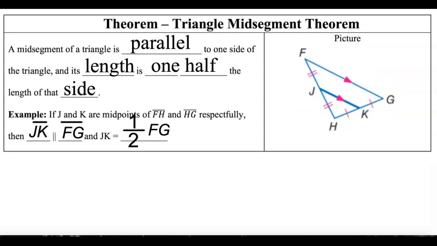So if we know the mid-segment theorem, if the mid-segment is parallel to one side of the triangle, then the length is half. So in this theorem, we're going to use this. If we know this value, let's say 16, then this has to be half of that, or 8.